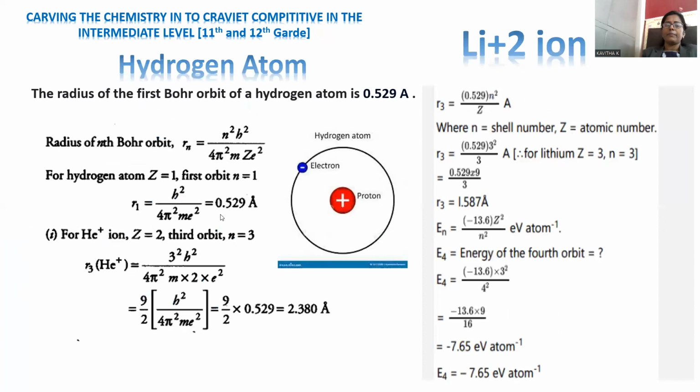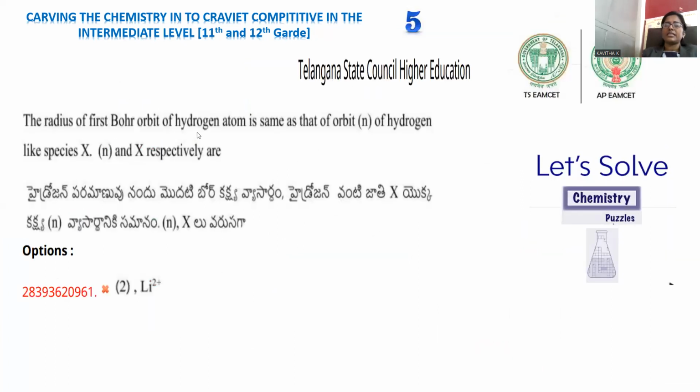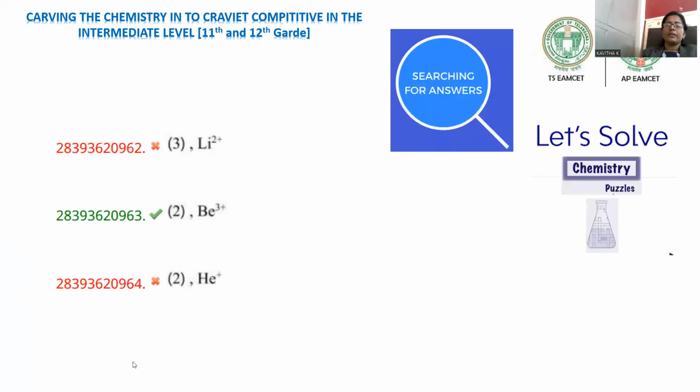It is exactly mapping with the hydrogen. Whatever question they are asking is exactly satisfied over here. The radius of the first Bohr orbit of hydrogen atom is exactly similar to this Beryllium 3+ with its orbit number taken as 2. This will be the correct answer.